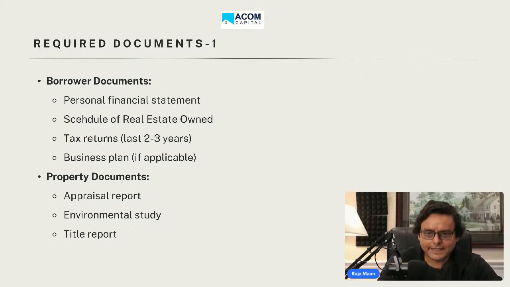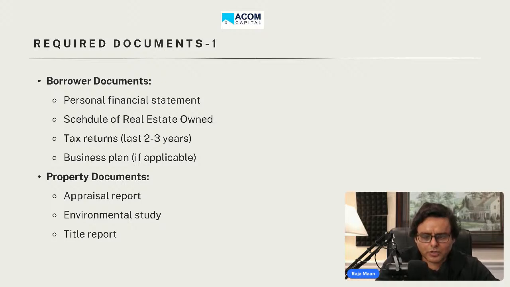Required documents: personal financial statement, to see the net worth of the borrower. Very important. Most private lenders want to see your net worth equal to the loan amount. Keep in mind, your net worth should be close to or equal to or more than the loan amount you're applying for. That's including the equity in the project, just so you know, the subject project you're doing.